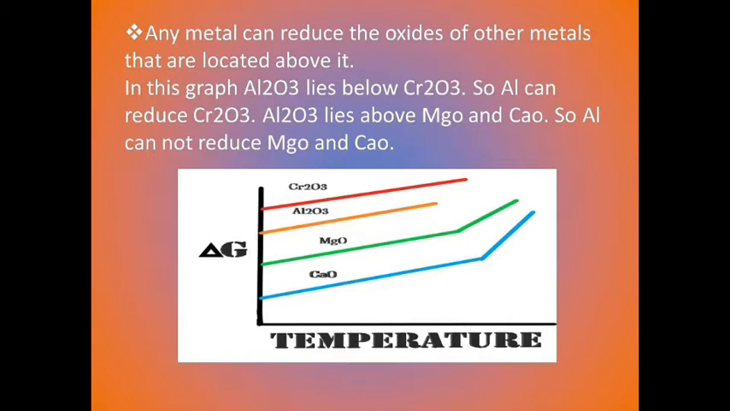In application 2, any metal can reduce the oxides of other metals that are located above it in the diagram. Now you see the diagram, aluminum oxide. Here the aluminum oxide line is situated below the chromium oxide but above the magnesium oxide. So the aluminum can reduce the chromic oxide, but the aluminum cannot reduce the magnesium oxide because the aluminum oxide is above the magnesium oxide. This is application 2.